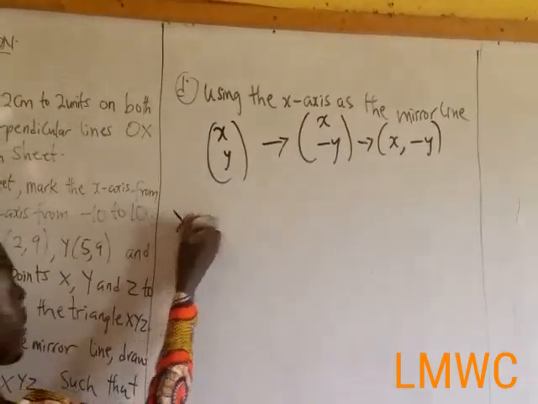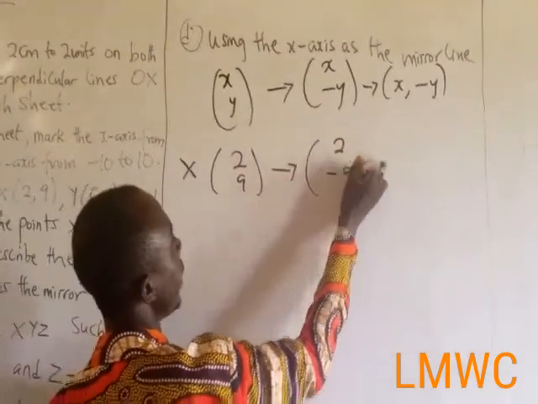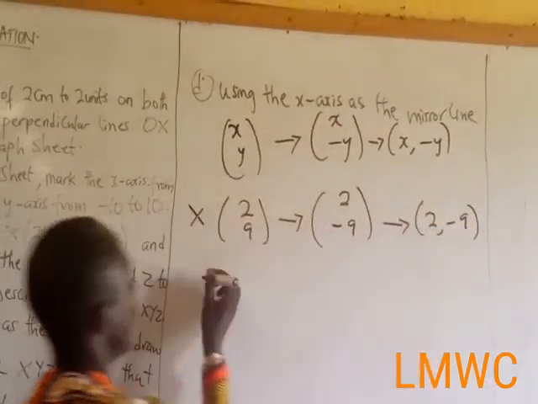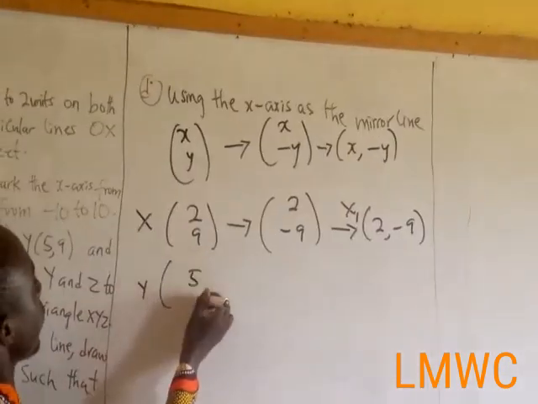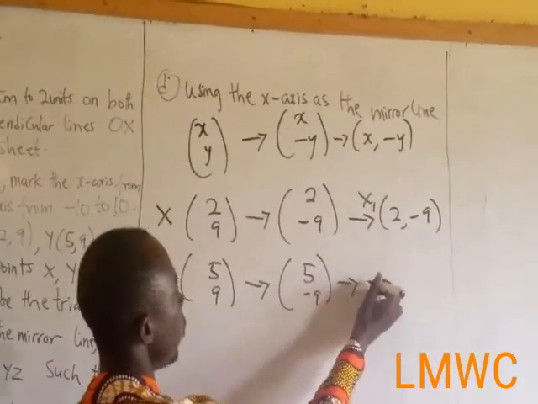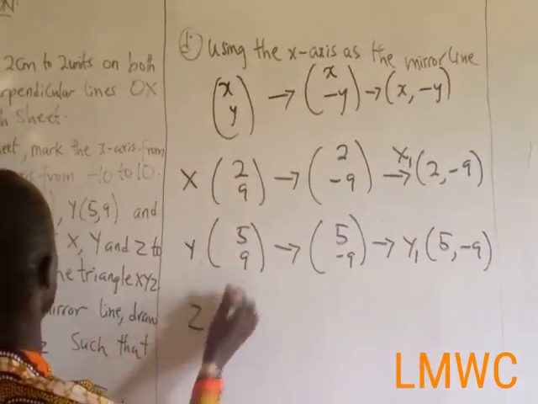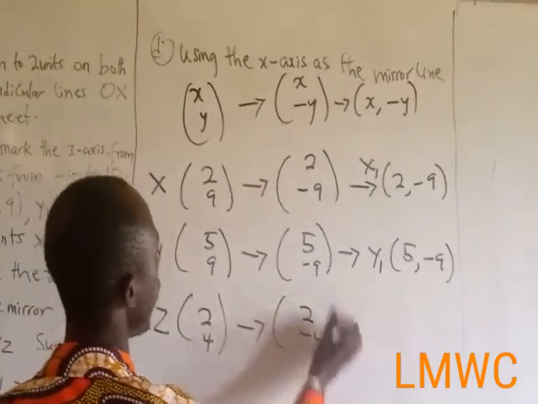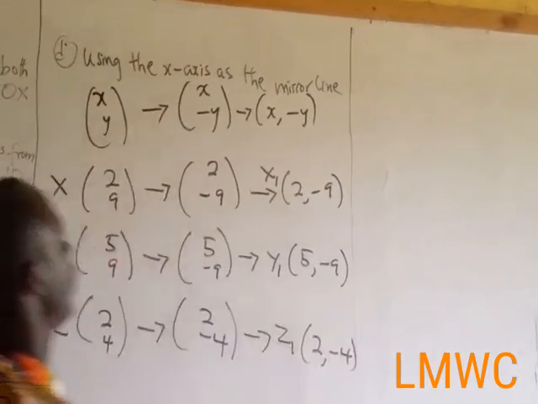So let's pick X. We have (2, 9). It maps to (2, negative 9). You negate your y. So it's (2, negative 9). This is X1. Y. We have (5, 9), which maps to (5, negative 9). So Y1 is (5, negative 9). So Z. Z is (2, 4). So it is (2, negative 4), which maps to Z1, (2, negative 4).